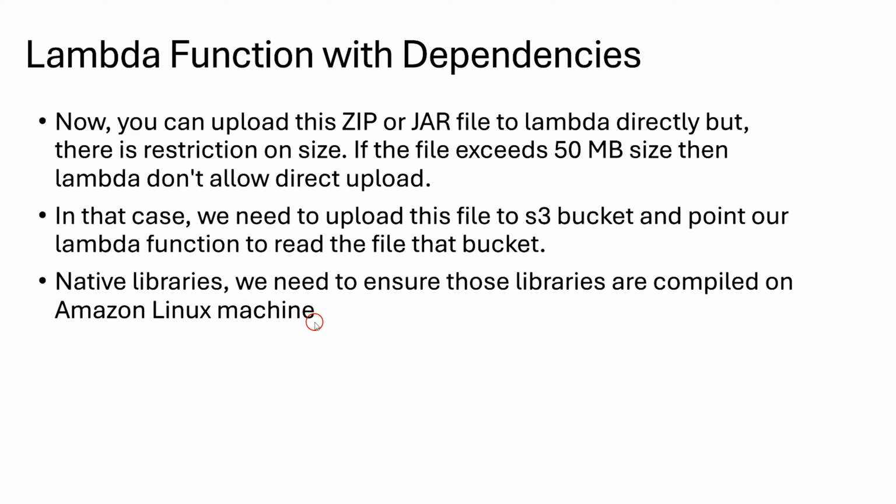And with respect to native libraries, even if you take Python, Java, or Node.js, some native libraries are already available in the Lambda. Since we select the runtime, we need to ensure those libraries are compiled on the Amazon Linux machine. Whether they are compiled or not on the underlying machine, you need to ensure by running some sample code regarding native libraries. If those are not available, you need to explicitly mention them in the jar dependencies.